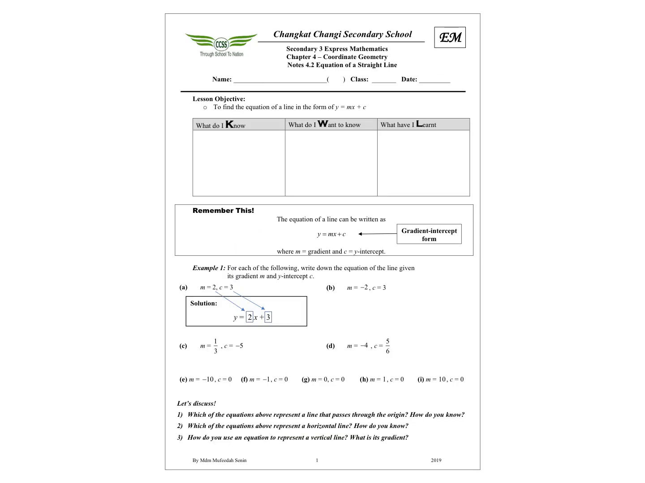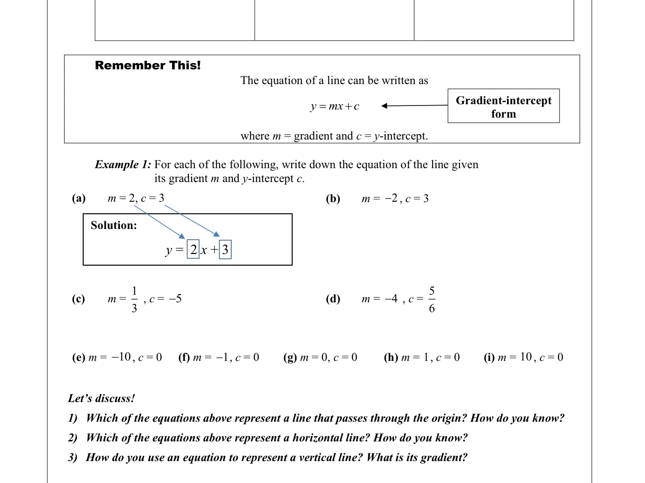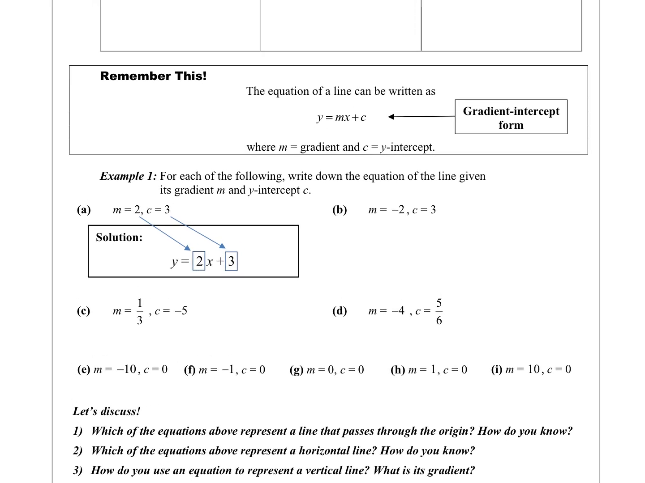Okay, this one is also very easy. Listen. They want you to write this equation out. You just use y equals mx plus c, like that only.